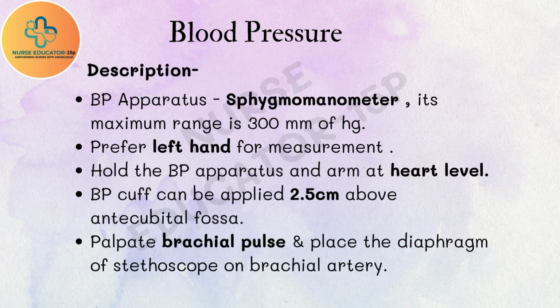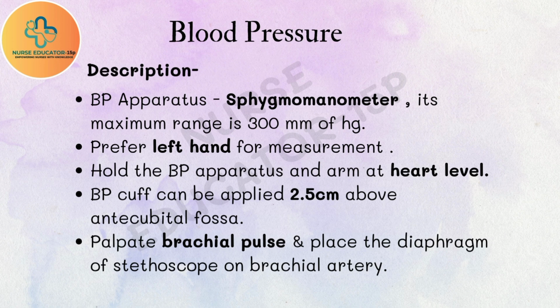Then the BP apparatus. The BP apparatus is the sphygmomanometer. The maximum range is 300 mm of Hg. Usually we prefer the left hand for measuring blood pressure. We hold the BP apparatus and arm at the heart level. The BP cuff can be applied 2.5 centimeters above the antecubital fossa. In the antecubital fossa, we use the diaphragm of a stethoscope to palpate the brachial artery. So here we are going to hear the brachial artery, and by this brachial artery we assess the blood pressure.